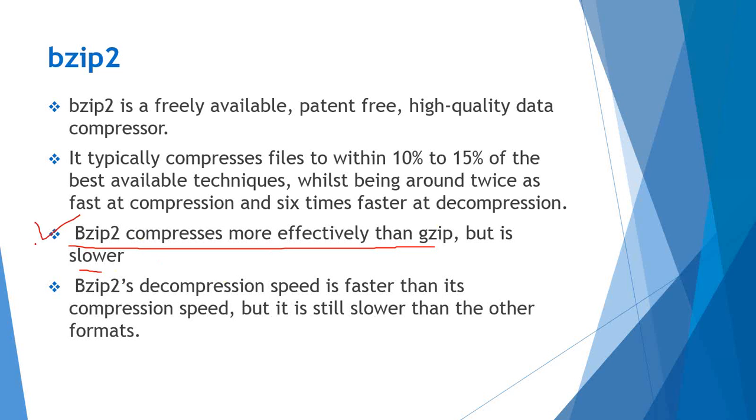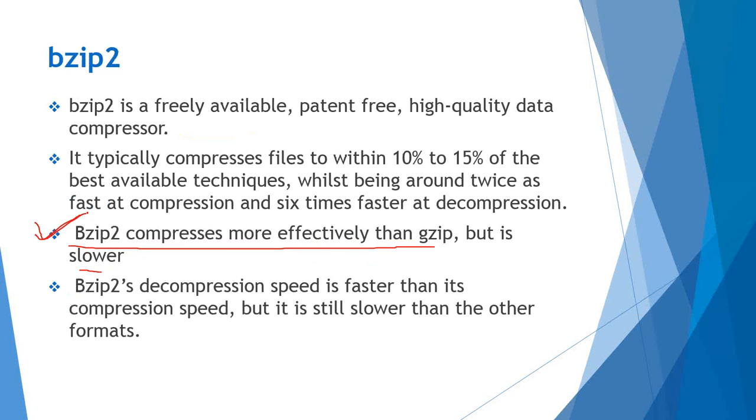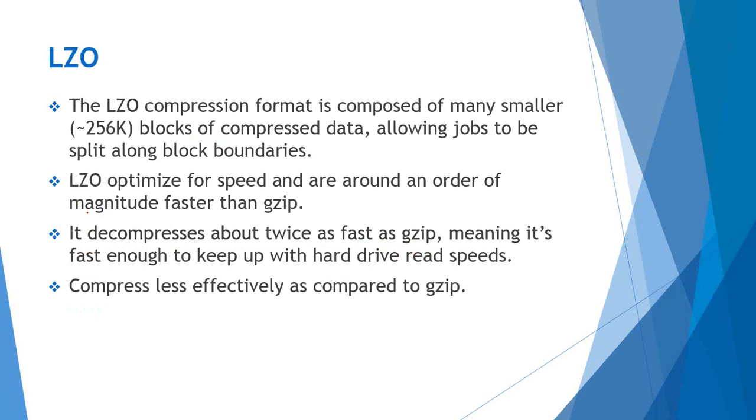Bzip is highly CPU intensive as compared to gzip. LZO is faster than your previous two algorithms, but it does not compress your data as highly as gzip or bzip. It compresses less efficiently than gzip, but decompresses about twice as fast, meaning it's fast enough to keep up with the hard drive read speeds. LZO is optimized for speed and is around an order of magnitude faster than gzip. So the compression is less, but they are fast.